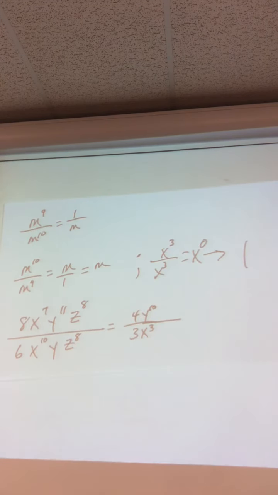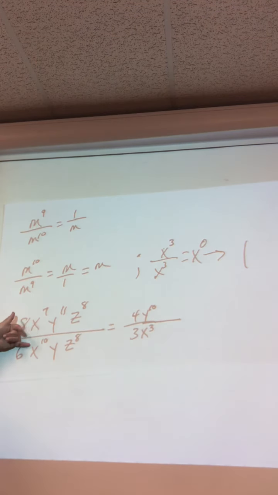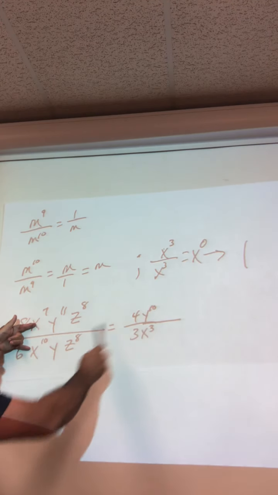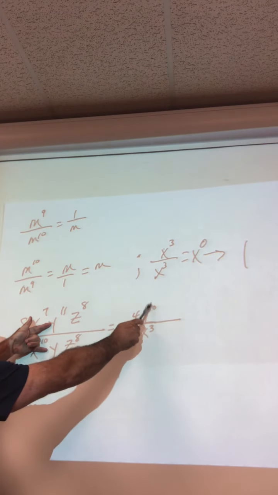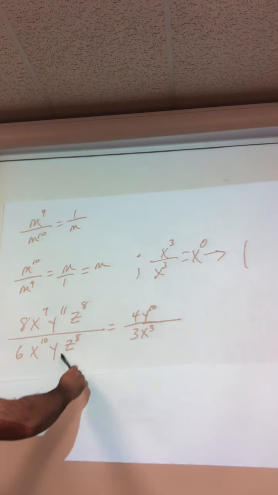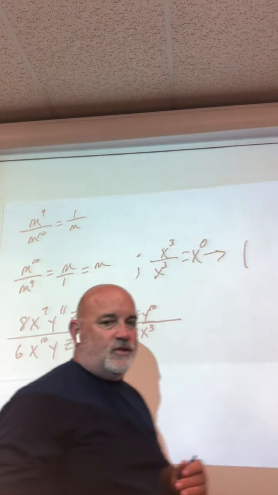Okay, then on this last one here, 8 over 6, 6 will not go into 8, but 2 goes into both of these. 2 goes into this 4, 2 goes into this 3. x7, x10 leaves x3 on the bottom. y1, y11 will leave y10 on the top. z8 cancels with z8 and leaves z to the 0, which is understood 1.